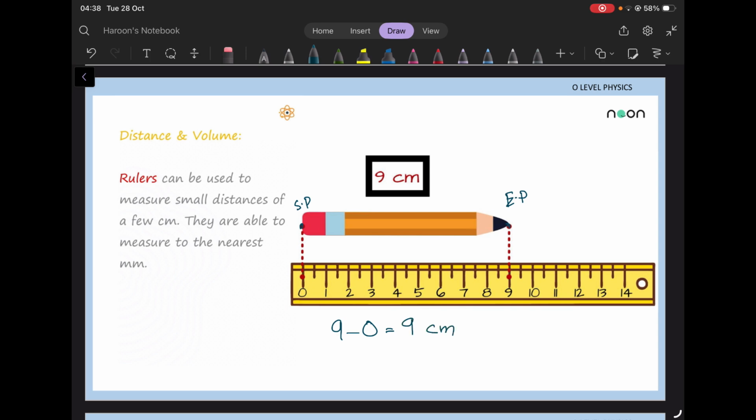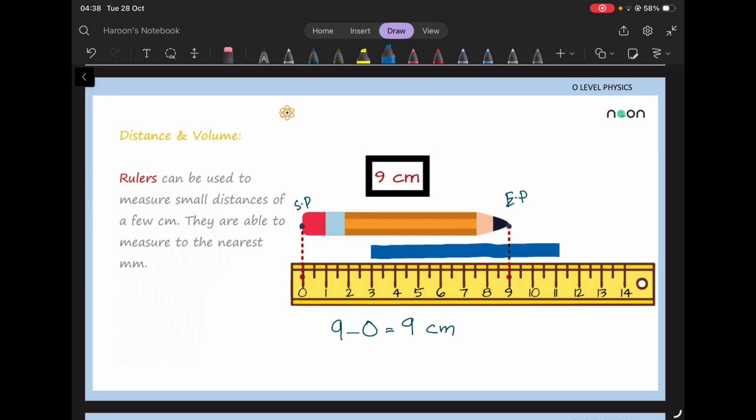Now, why do we always do final value minus initial value? Because we need to remove the zero error. There is no zero error over here, but sometimes the length can actually start from a value that is not 0. So let's say we have another object that starts from, let's say, 3 and ends at 11, let's say, right?